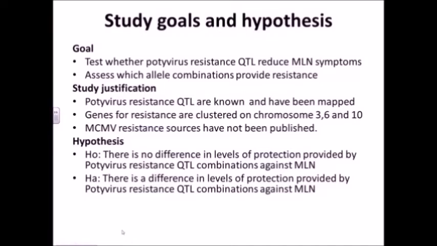The justification for this was that we already knew from Jose Luis Zambrano's studies that there were genes, QTL, that were effective against the potyviruses that contributed to this disease. The most important ones of those mapped to chromosomes 3, 6, and 10. Resistance to the other virus involved in this has not been published. Okay, so the question that Victoria set out to address was whether any of the existing QTL or combinations of those QTL would be effective at limiting disease.